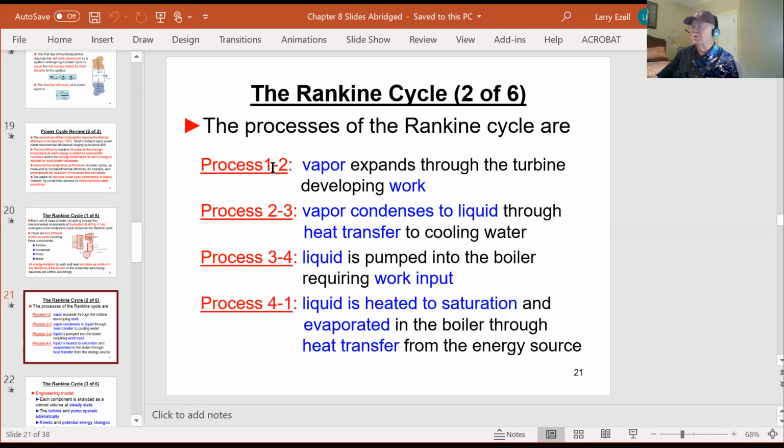So it's pretty straightforward. And generally we label these: state 1 is going into the turbine, state 2 is coming out of the turbine, going into the condenser, state 3 is coming out of the condenser, going into the pump, state 4 is going out of the pump into the boiler, and then 4 to 1 is coming out of the boiler and going back into the turbine.